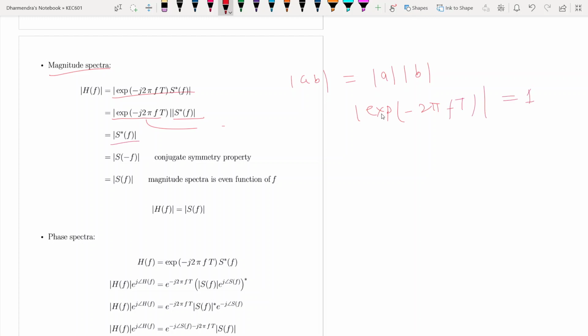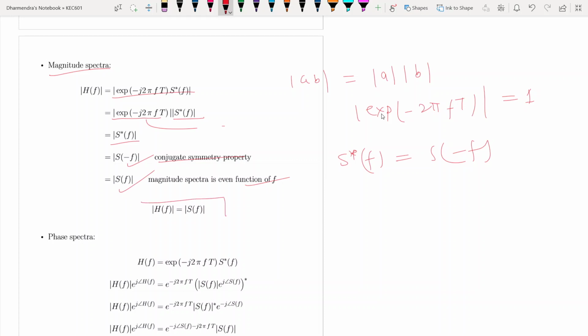Okay, so this will be this, because of the absolute value. Apply the conjugate symmetry property, which means the conjugate of S of f will be S of minus f. Okay, this will be this. And do you know the Fourier transform property of a real signal, that the magnitude spectrum is an even function? So this will be equal to this.